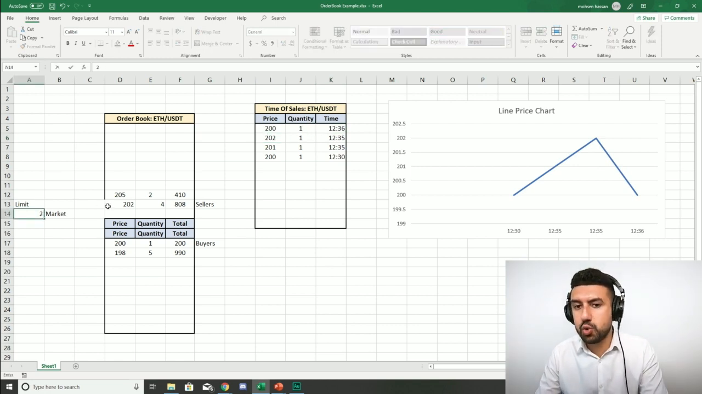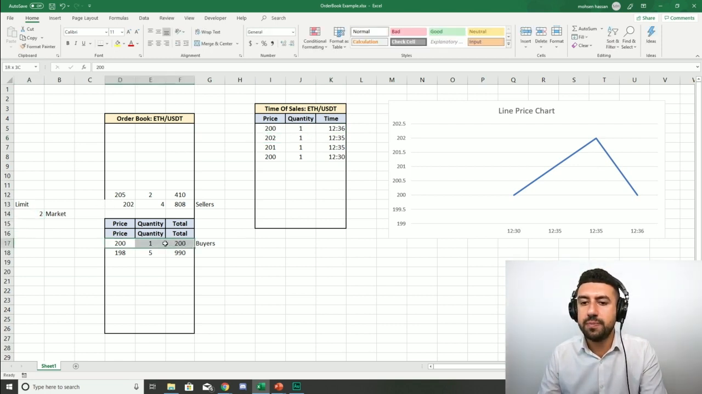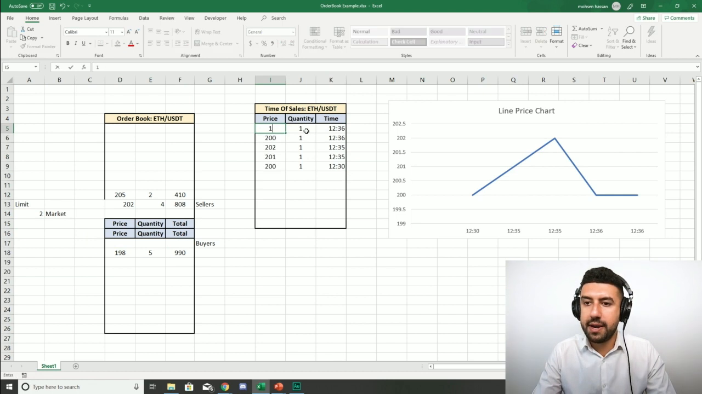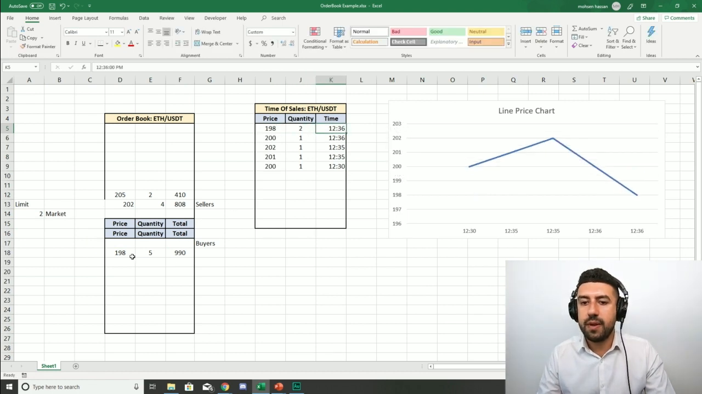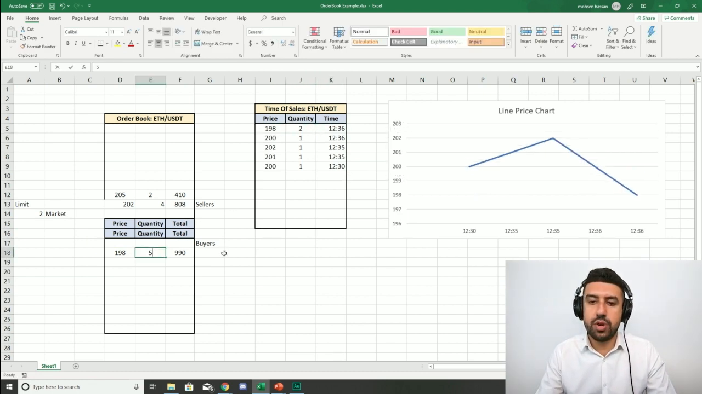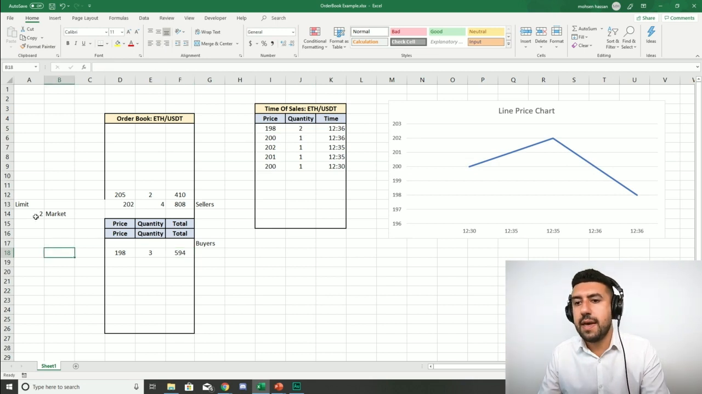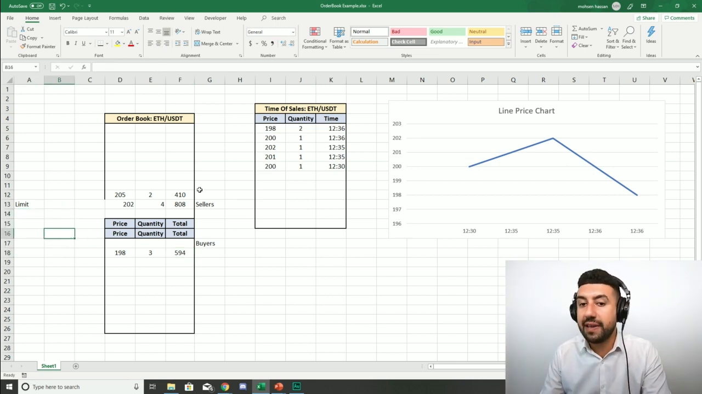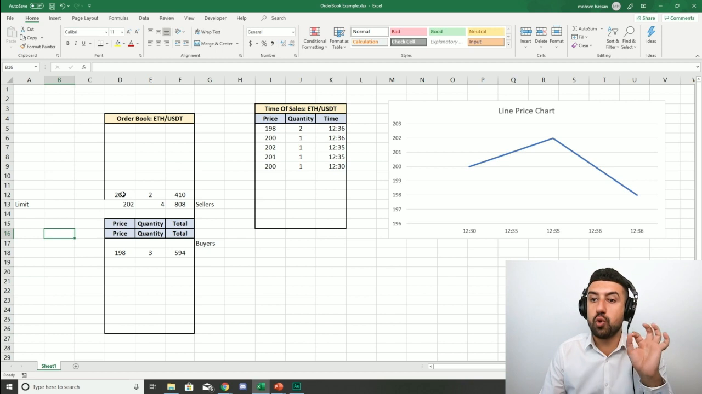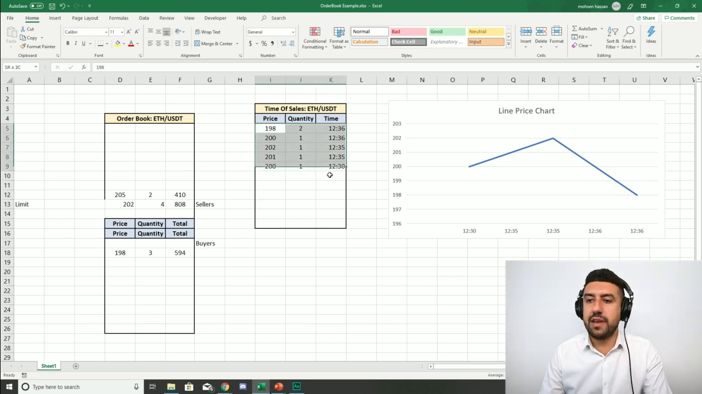And then he still wants 2 left. This one is going to be gone, and he's going to get 2 from him. So these other 2 coins are going to transact at 198. And this one is still going to want 3 because he only got filled 2. The order book will look like this after those orders. The time of sales is going to look like this. And the chart is going to look like this.